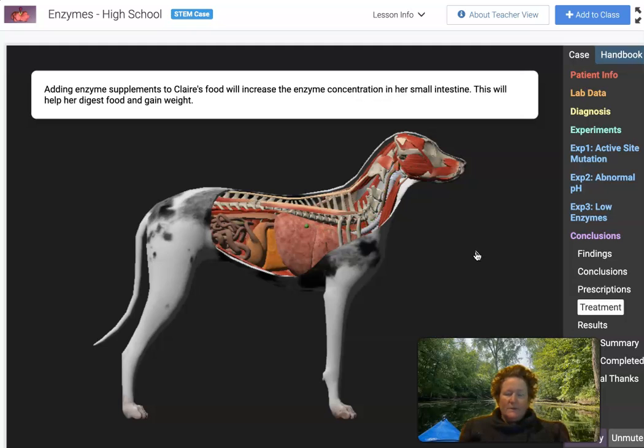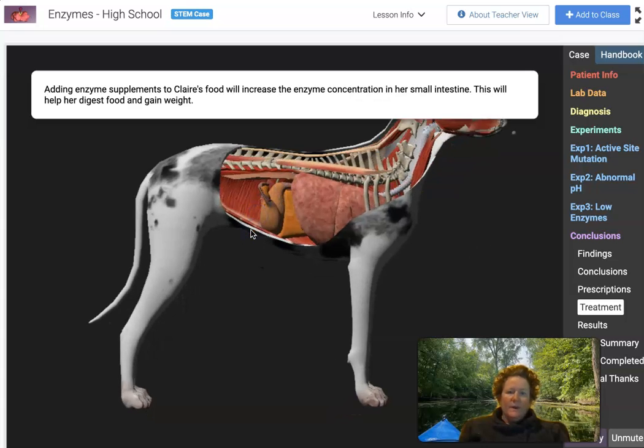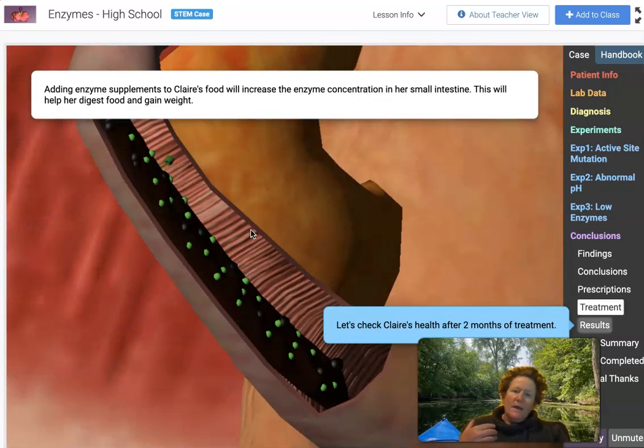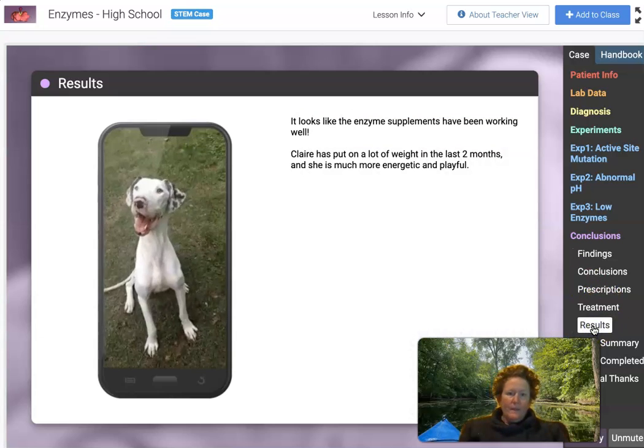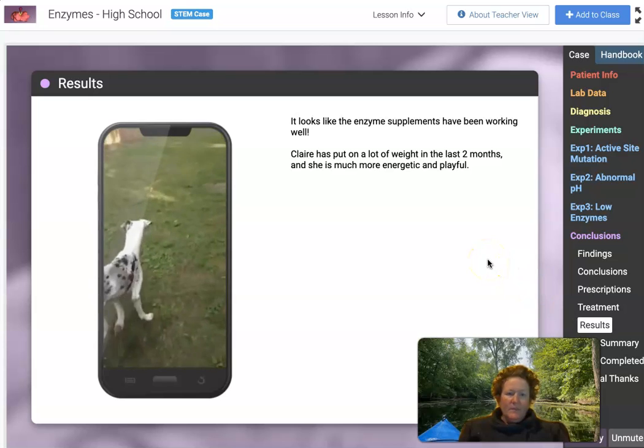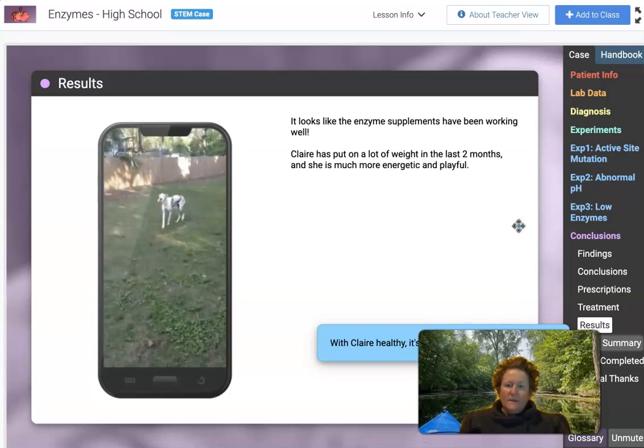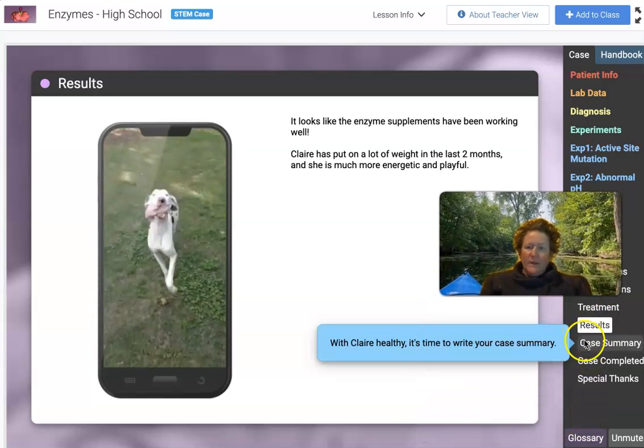We're going to give her some extra enzymes here. They're going to go to her small intestine, and they're going to help her break down her food better. So she's getting extra enzymes externally, like they're added to her food. After 2 months, Claire's a happier dog. She's playing, she's gained some weight. So we were successful in treating our patient here.